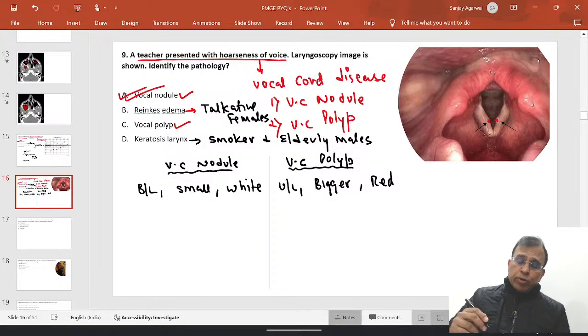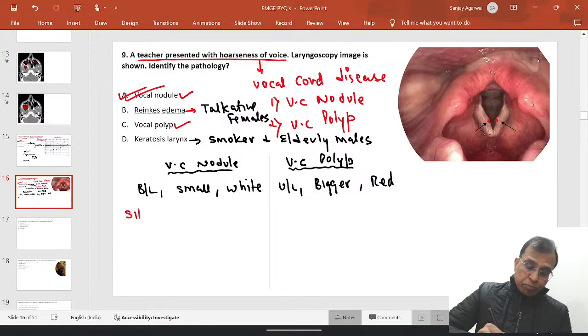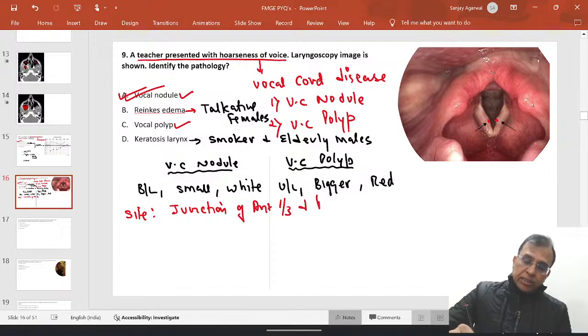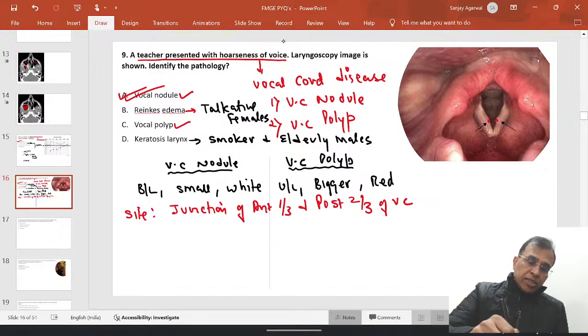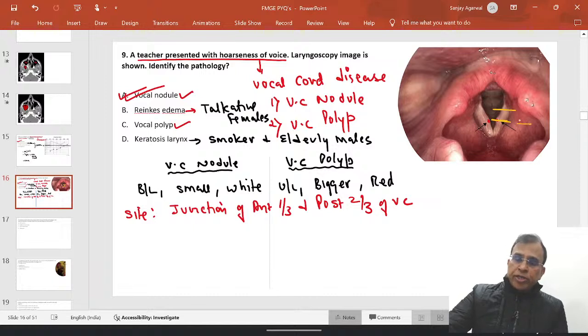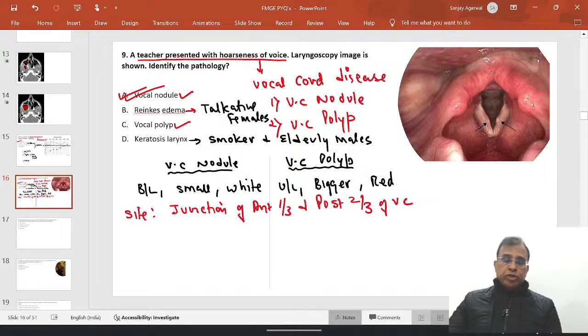And the common thing between nodule and polyp is that the site is the same. Both nodule and polyp are seen at the junction of anterior 1/3 and posterior 2/3 of the vocal cord. So look at this vocal cord. The vocal cord in this diagram is from here till here. Now, if I divide the vocal cord into three equal parts like this, 1/3, 1/3, 1/3, then this point is the junction of anterior 1/3 and posterior 2/3. And see, nodule is seen here at this junction. Polyp is also here. So this is the common thing between nodule and polyp. They are both seen at the same site on the vocal cord, but the treatment is different.